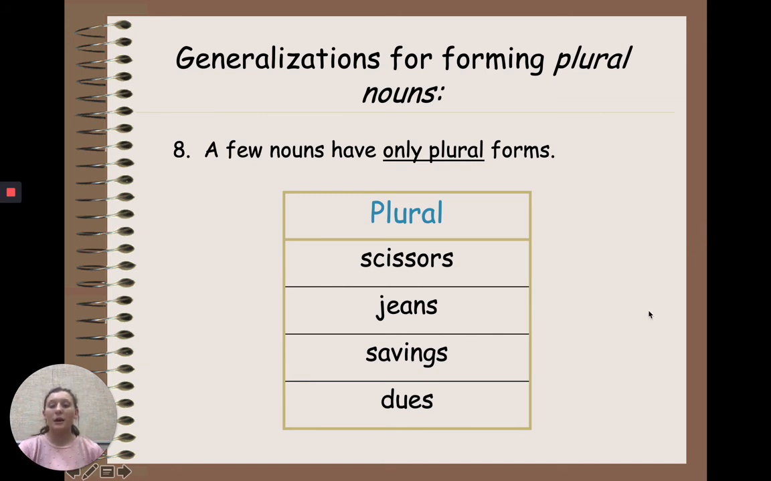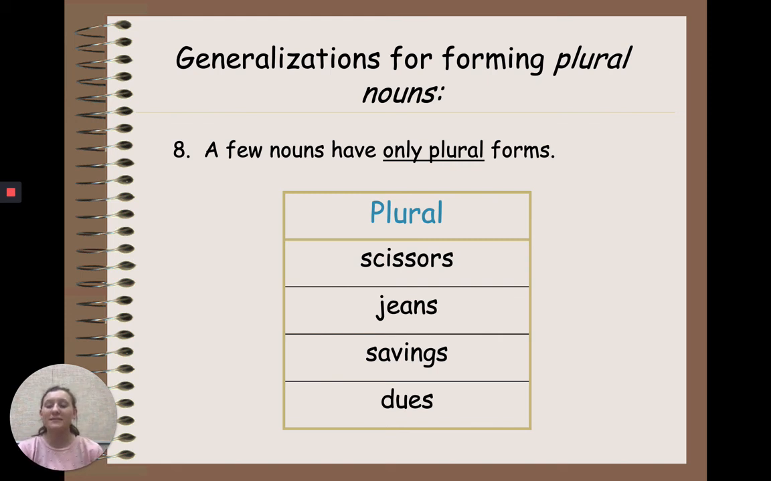All right, we are almost to the end. And then if we thought that this could not get any more confusing, there are also a few nouns that only have plural forms. So when we say the word scissors, we notice that we say, can I please get a pair of scissors? Even though we're only asking for one scissors, we say scissors in the plural form.